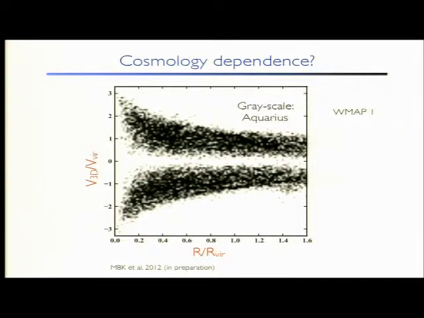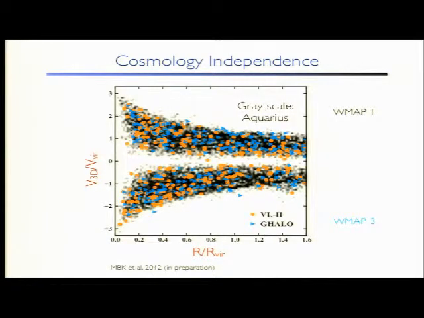So now, we all know that Aquarius was done with a cosmology that is a little bit out of date, so it's WMAP-1 cosmology. We might worry that maybe this is influencing our results. So fortunately, there are a couple of other very high-resolution simulations, Via Lactea 2 and GHalo. You can see that they populate the phase space in terms of total velocities in exactly the same way that the Aquarius subhalos do. Furthermore, there are also no unbound satellites in these simulations either. So I think that the cosmology dependence is not going to be an issue at all with this methodology for measuring the mass of the Milky Way.